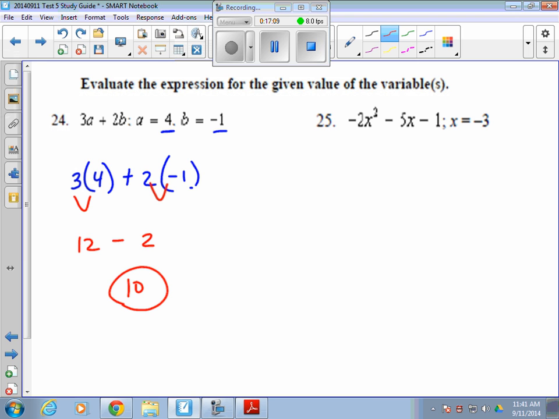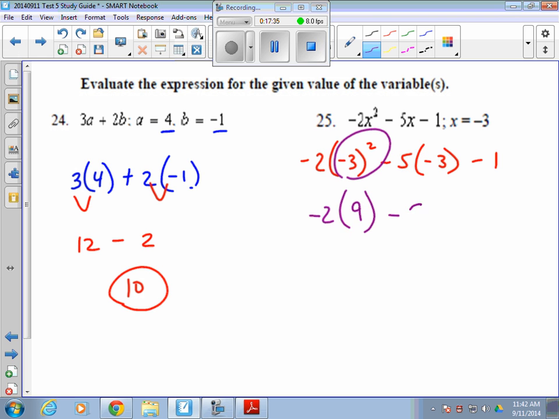Negative 2 times x squared minus 5x minus 1 when x is negative 3. Negative 2 times negative 3 squared. Remember, you always treat something you substitute in as if it has a parentheses around it. Minus 5 times x again is negative 3 minus 1. Do your order of operations. They tell us to do exponents first. Negative 3 squared means negative 3 times negative 3, which is positive 9. Times negative minus 5 times negative 3 minus 1.